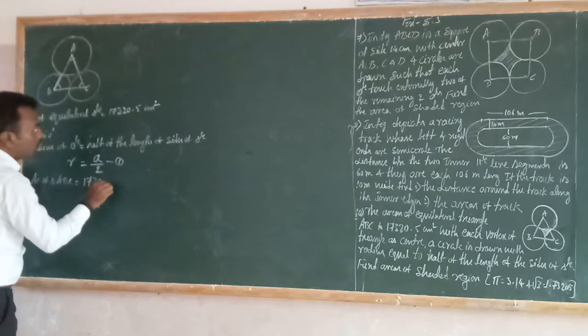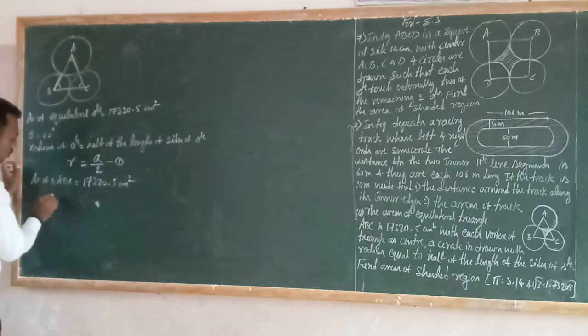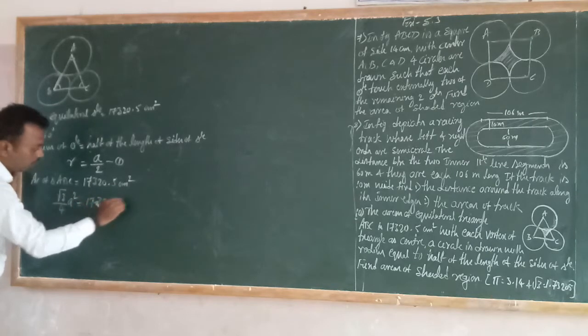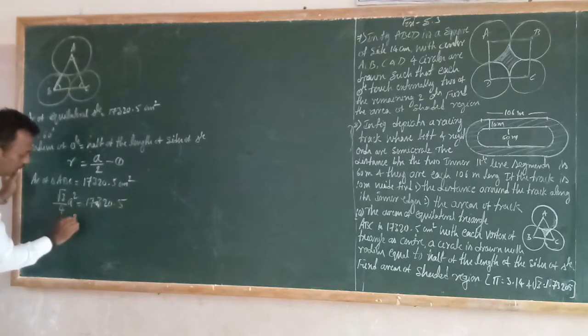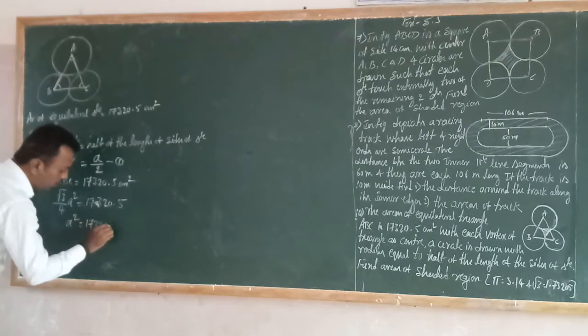17,320.5 cm². So what is the area of the equilateral triangle formula? It is equal to root 3 by 4 into a square. Is it right? So 17,320.5. Now I want to calculate a square, so you have to set it to the RHS. It becomes 17,320.5 into 4 whole upon root 3.